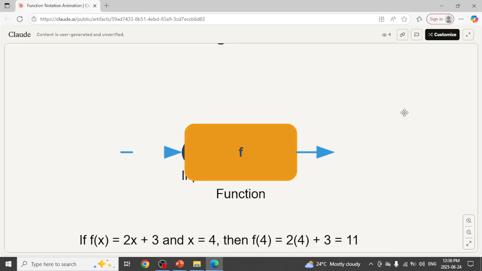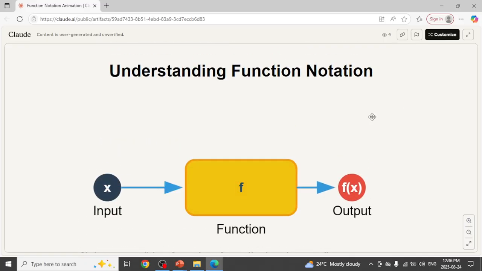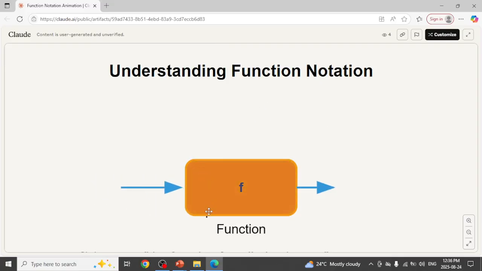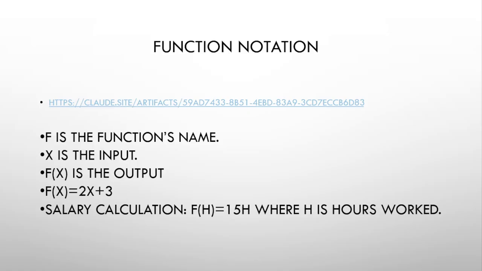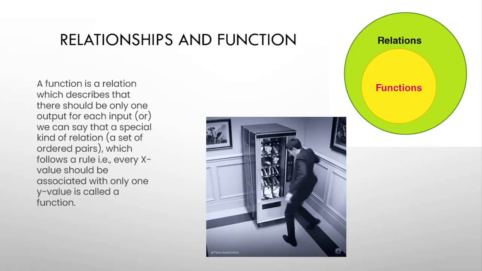You can also model real life situations, for example, your pay, a salary calculation. f of h is 15 times h. h is the hours that you work, and 15 is the money you are getting paid, $15 per hour. So if you work 10 hours, f of 10 equals 150. That's how simple functions can describe your job income. So we use functions everywhere.